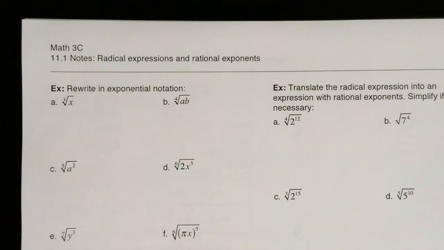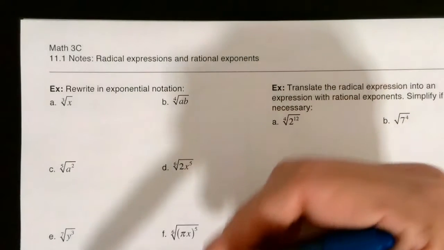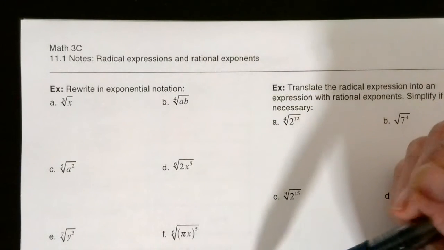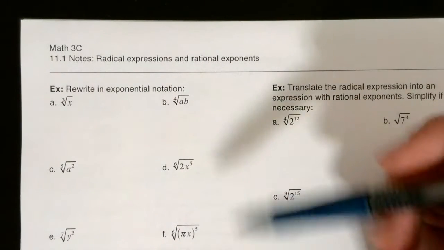Alrighty, today we're doing 11.1, which is radical expressions and rational exponents. So we are going to start by rewriting these in exponential notation. You can see these are all radicals, and we kind of had a preview of this yesterday, but we were going the other way.